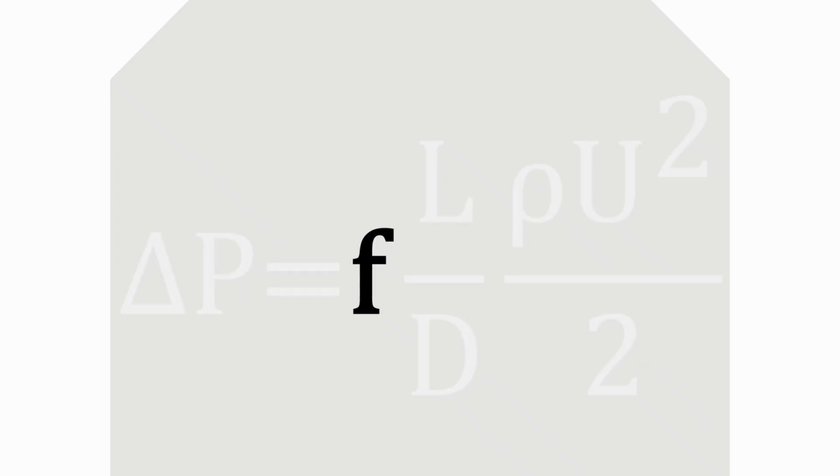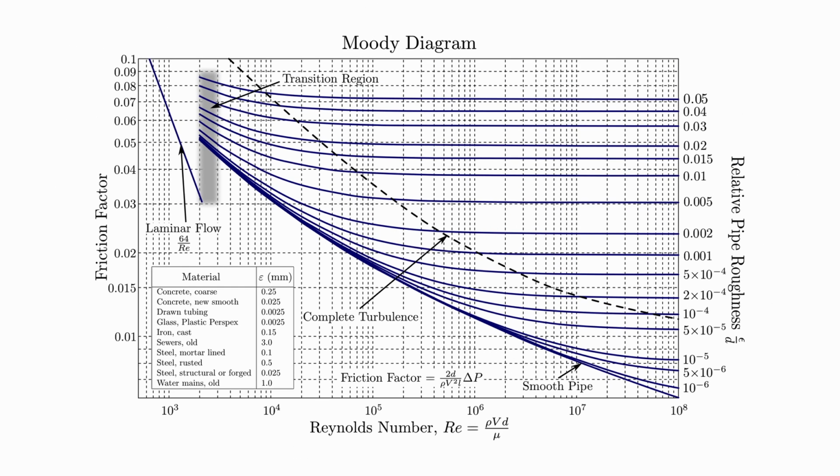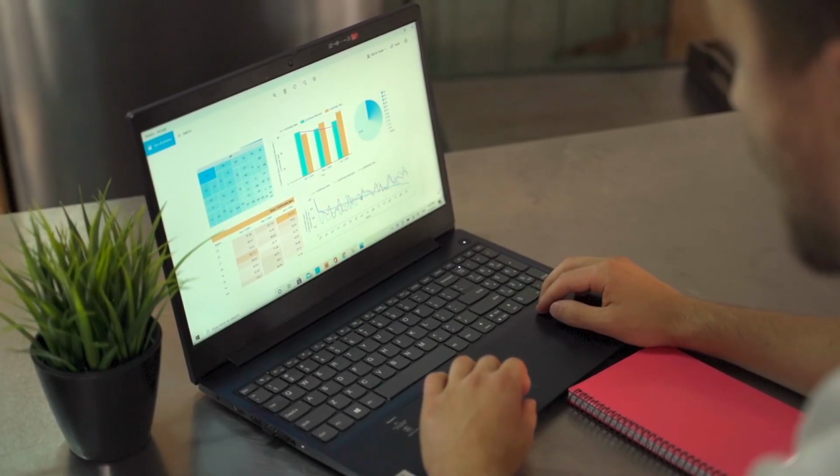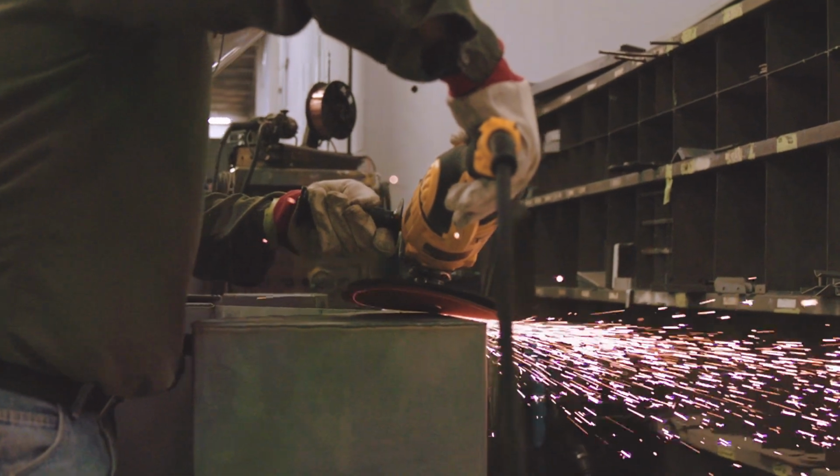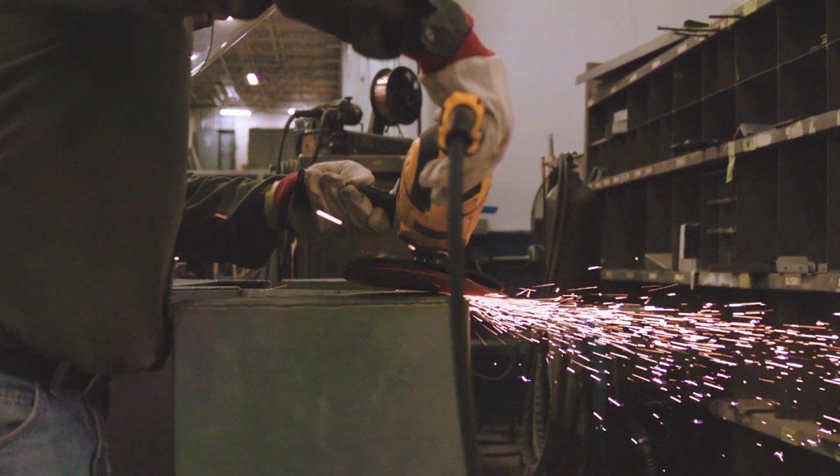But this created a new problem. The Darcy-Weisbach equation is useless unless you know f. For decades, the best way to find this f was to use this, the Moody diagram. It's a brilliant graphical tool based on the complex Colebrook-White equation, but it's slow. You need a ruler, and you can't exactly put a graph into a spreadsheet or a computer program, not without jumping through hoops anyway. Engineers needed something faster for the modern age of calculators and computers.